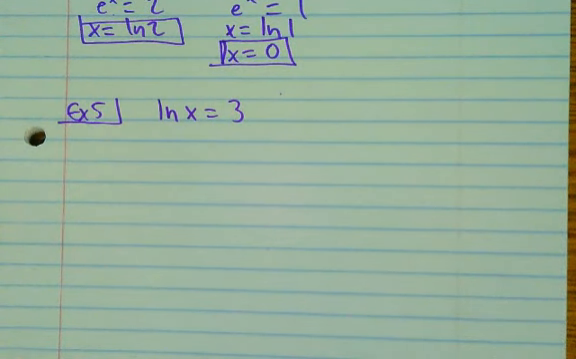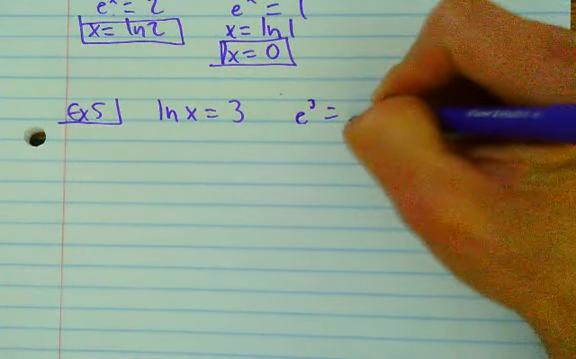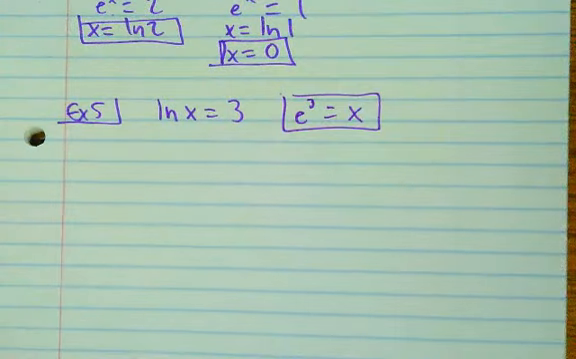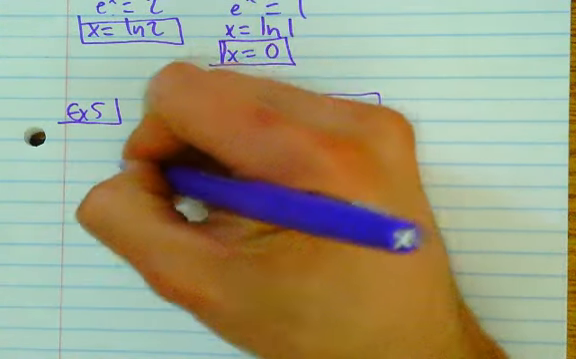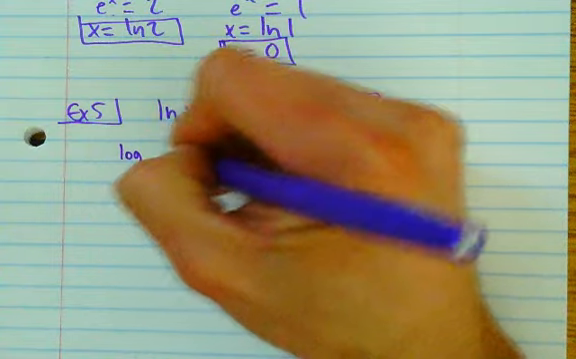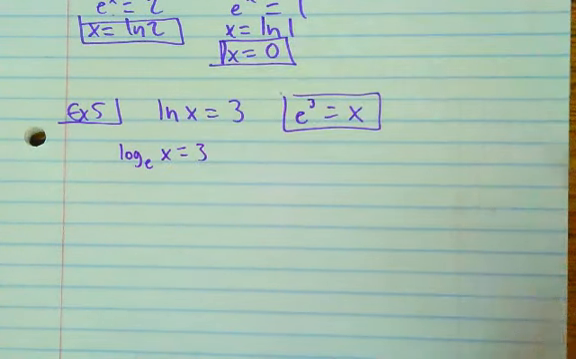Not quite. You have the right idea, but not. Oh wait, e to the third power is that. e to the third equals x. For those of you that got lost, ln is the same thing as log base e of x equals 3. And remember that to turn a log into an exponential, you take the base to this power, and that's equal to whatever you have there.